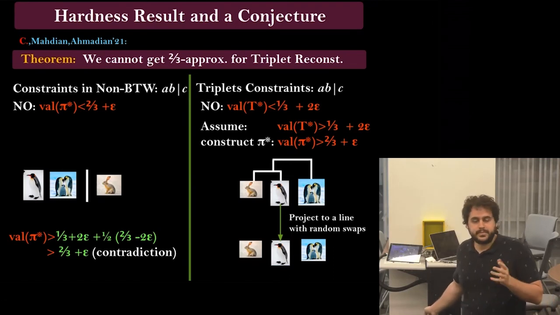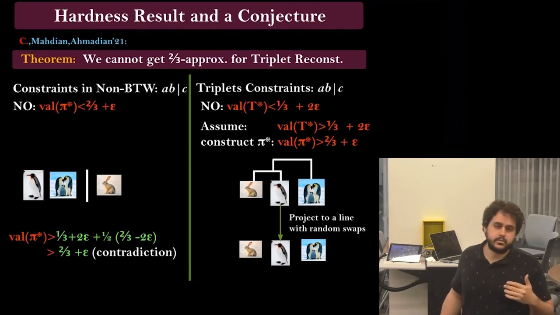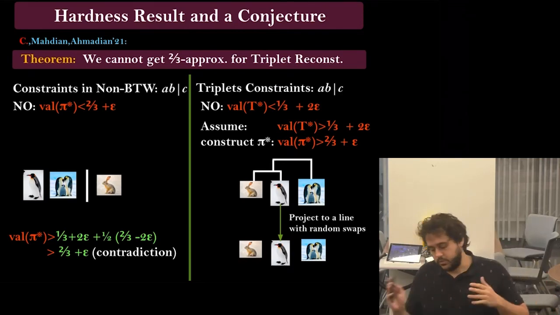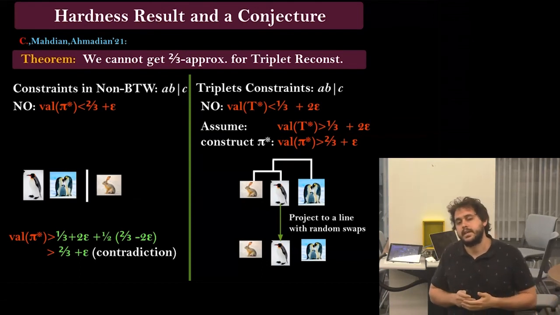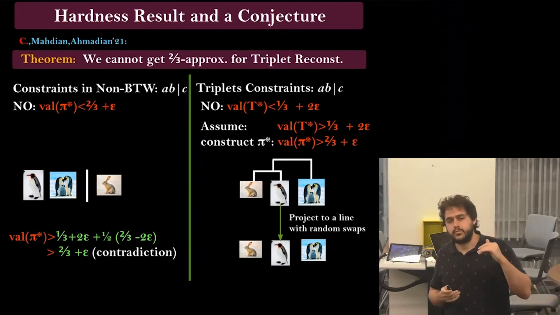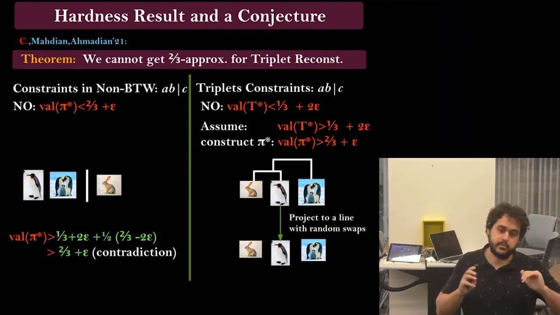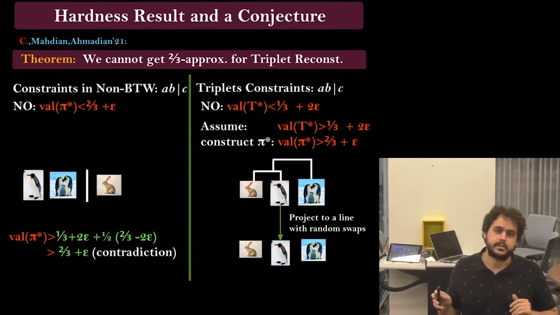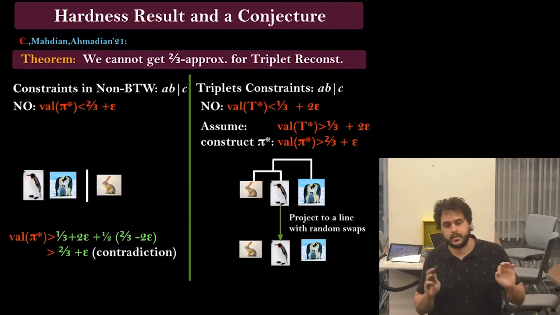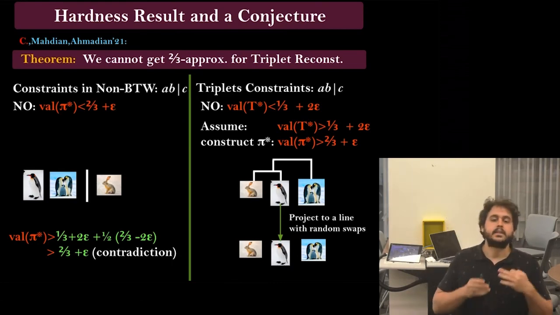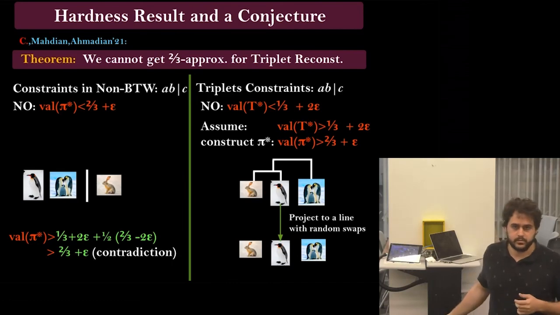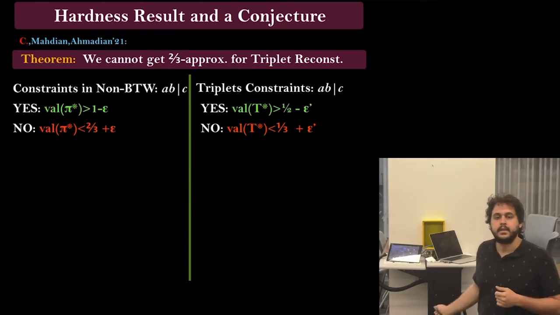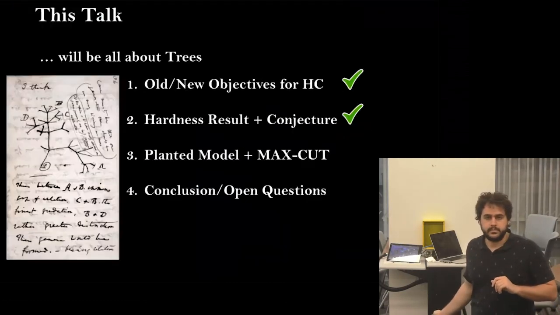So this is a simple reduction. The good thing is that a similar approach gives us the tight approximation threshold for forbidden triplets. Forbidden triplets is another problem studied in biology. We know that it is approximation resistant. And similar reductions can also give us a lower bound for quartet reconstruction. So this is what we prove.